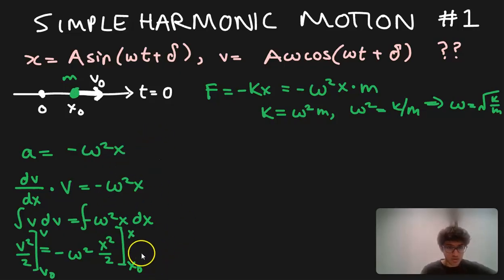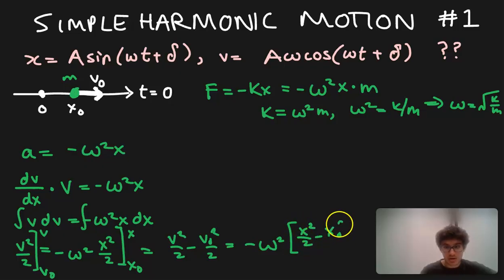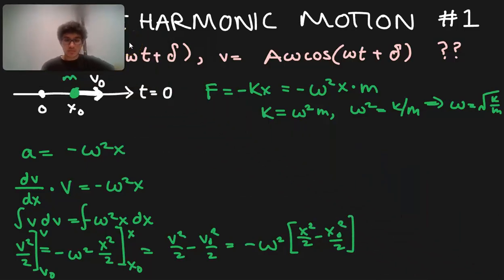Okay, and in doing this, what are we going to get? On the left hand side, we get v squared over 2 minus v naught squared over 2. On the right hand side, we get negative omega squared times x squared over 2 minus x naught squared over 2. First, we can multiply everything through by 2. And we get v squared minus v naught squared is equal to negative omega squared times x squared minus x naught squared.